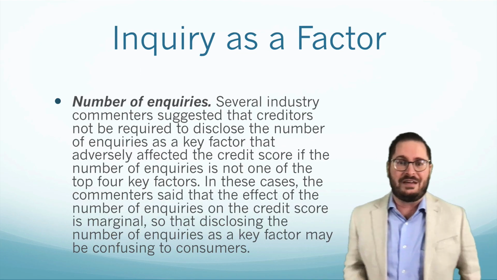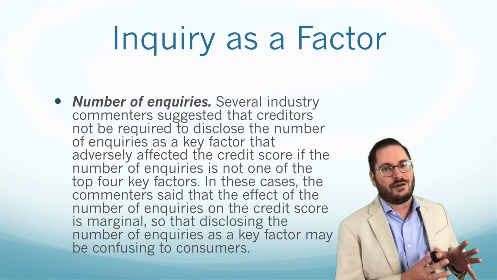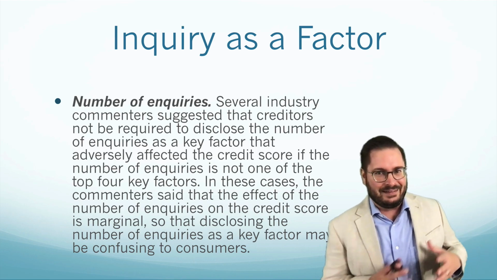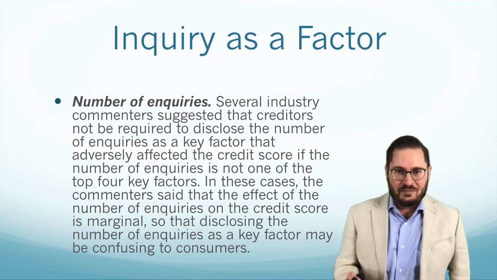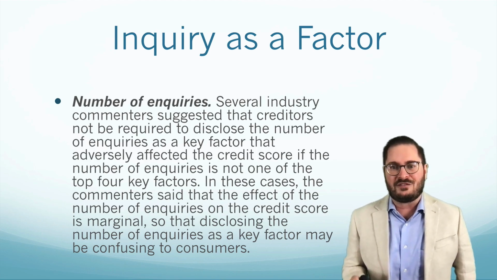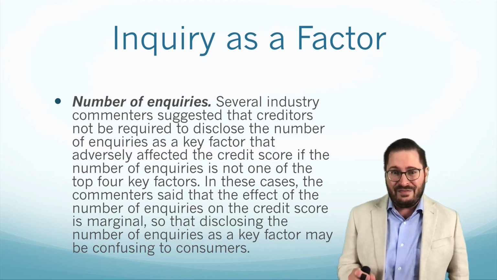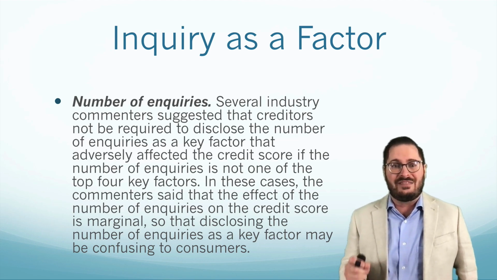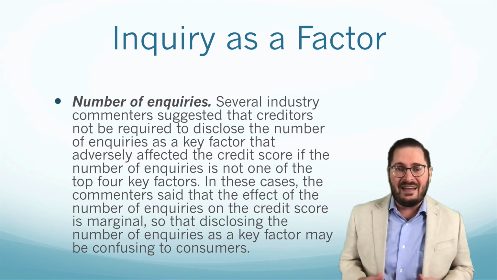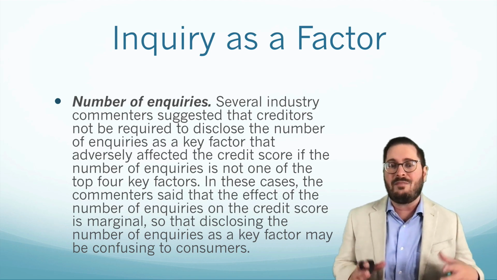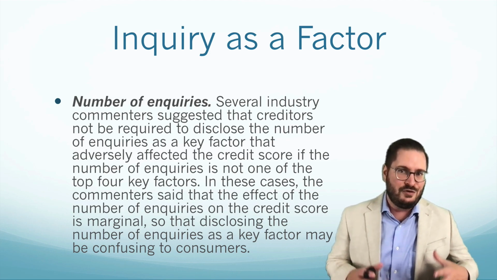It said this under number of inquiries, and I think somebody from Europe has written in the CFPB using the inquiry spelled with an E rather than an I, but that's how they spell it in this final rule. They say, "Several industry commenters suggested that creditors not be required to disclose the number of inquiries as a key factor that adversely affected the credit score if the number of inquiries is not one of the top 4 key factors. In these cases, the commenters said that the effect of the number of inquiries on the credit score is marginal, so that disclosing the number of inquiries as a key factor may be confusing to consumers."